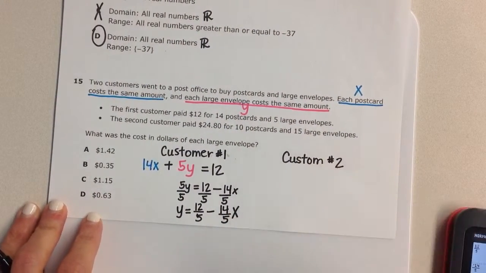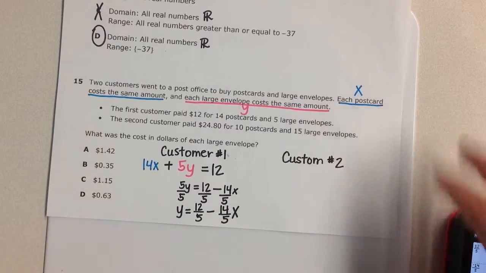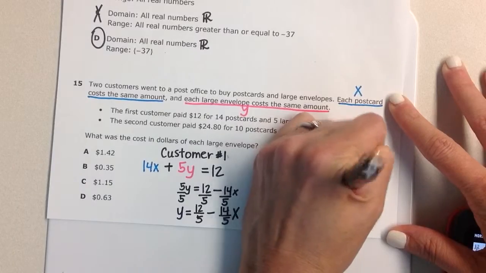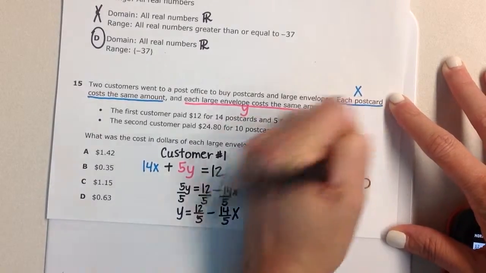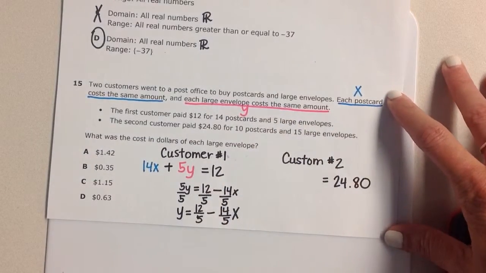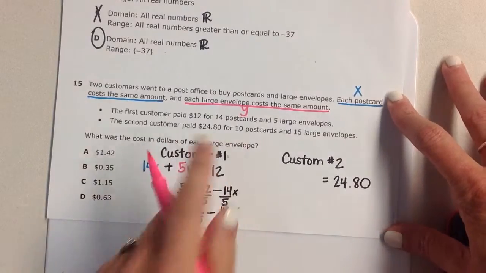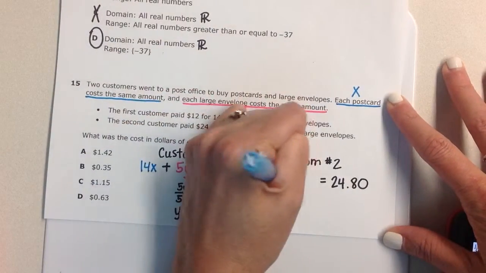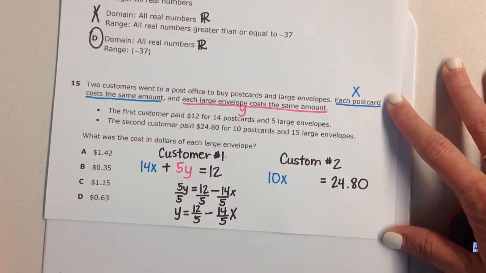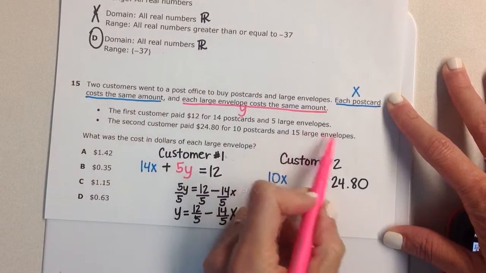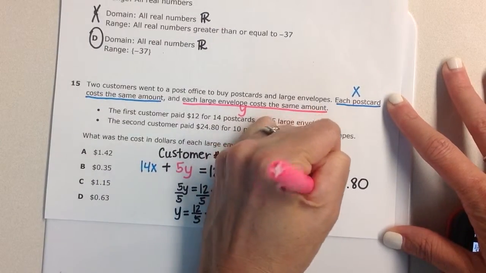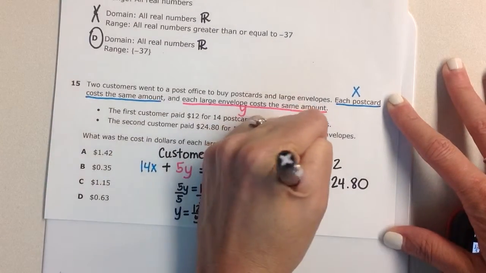Okay, I've got to do the same thing for customer 2 using that information. It says the first customer paid $24.80. So that was customer 2's total, if we added up the cost of the postcards and envelopes. But this customer bought 10 postcards, so 10x, and 15 envelopes. So she paid for the large envelope cost 15 times. So we're going to say 15y. And then again, to get a total, we have to add them together.